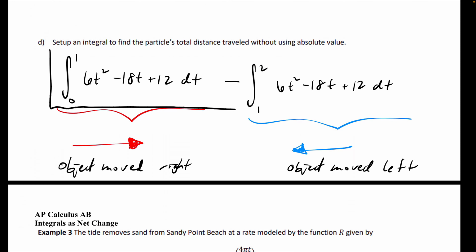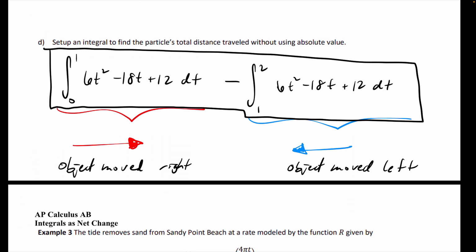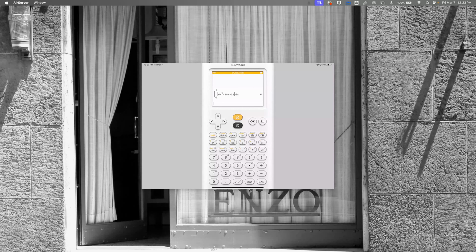Now let's do some practice. Put that in your calculator. It doesn't say solve. But let's put that in our calculator and make sure we get, what answer should we get? A positive answer. No, we know what the answer is. What's the answer for total distance? 6. We should get 6. I'm going to show you a quick way to do it. So go back to your calculator.